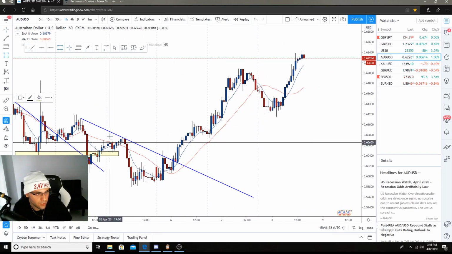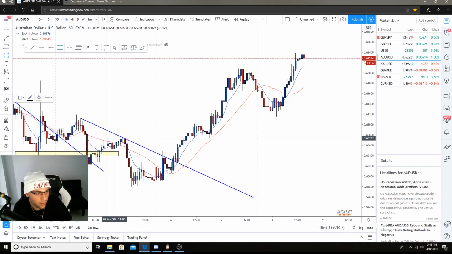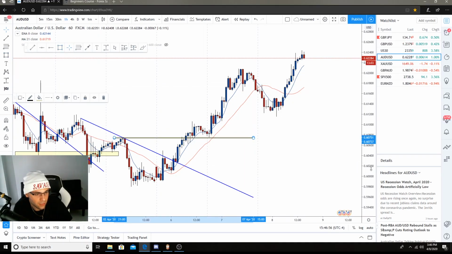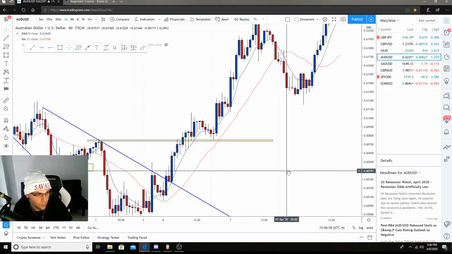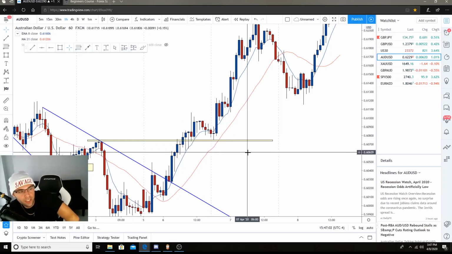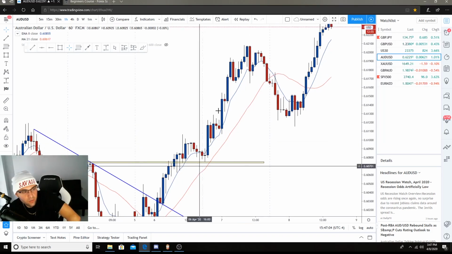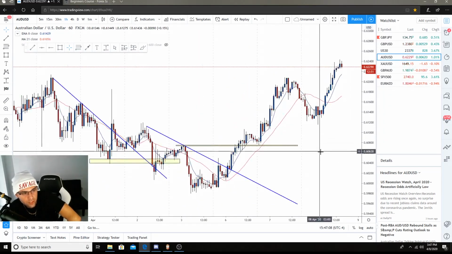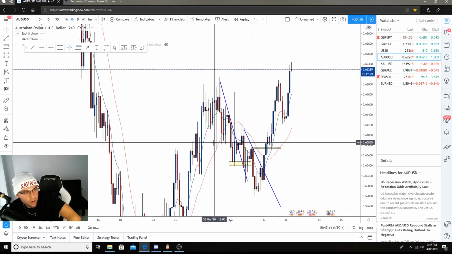This was previous resistance at one point. And since price is at this level, we'll see that resistance over here is forming support over here. And as you can see, we do have continuation. So let's go to the 4 hour.